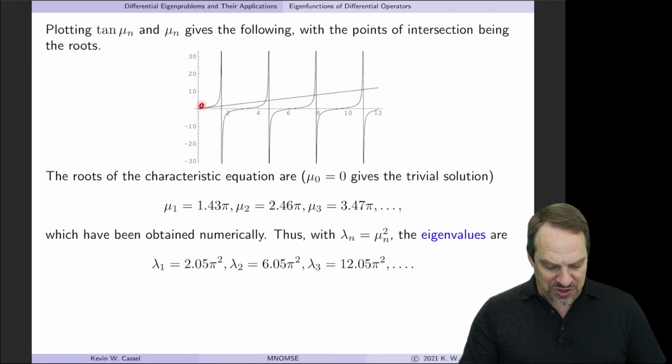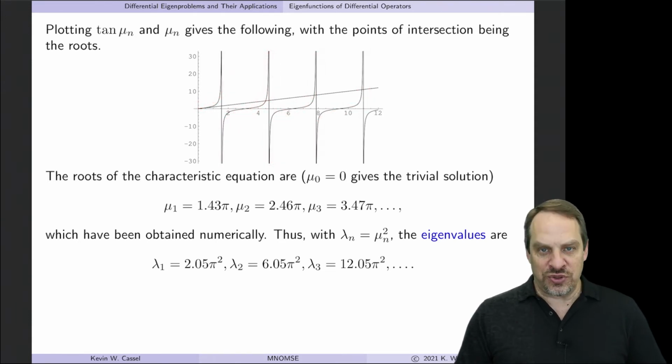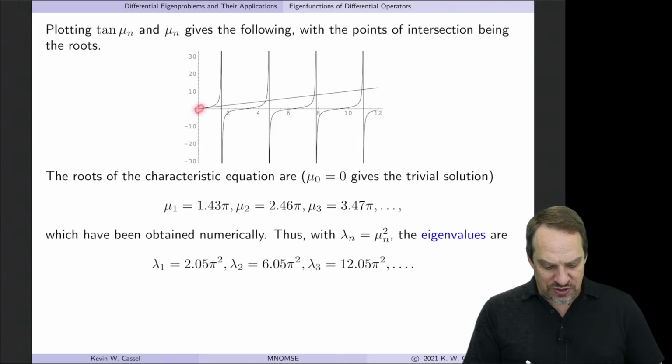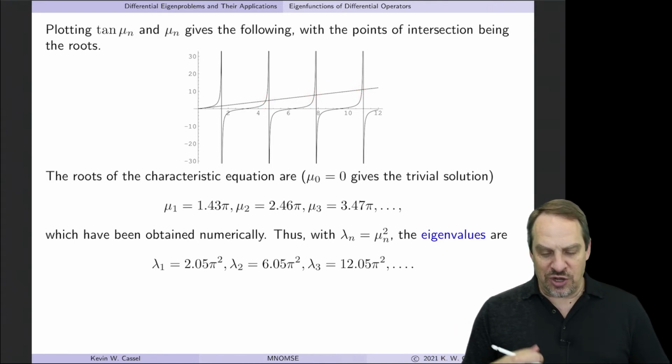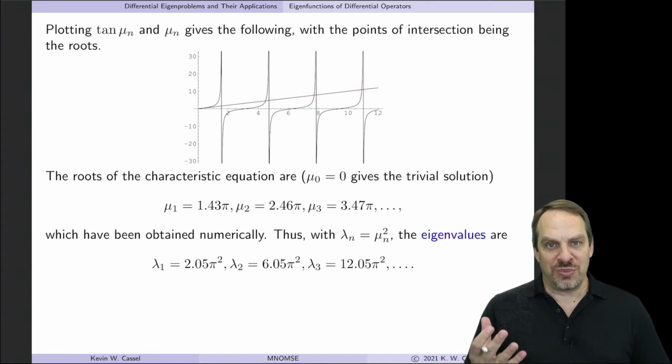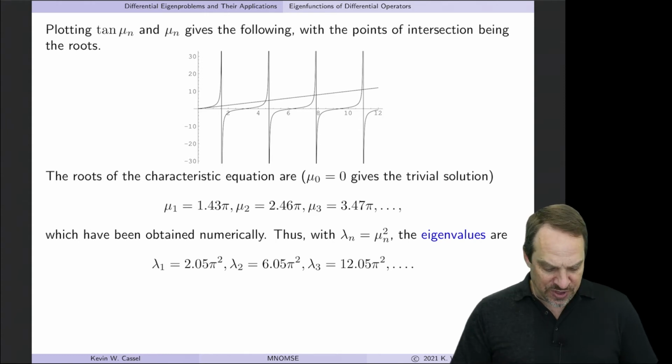And then these swooping lines, these are tan functions. And so when tan mu is equal to mu, that's where these curves intersect. And there are an infinity of those values. Now we have to evaluate these intersection points numerically, so I did it in Mathematica.